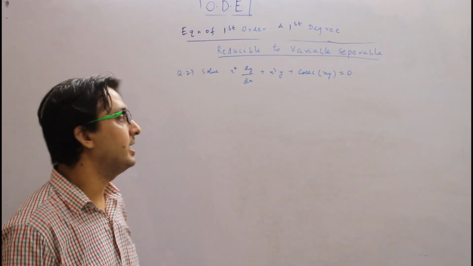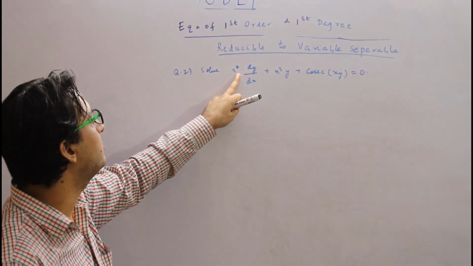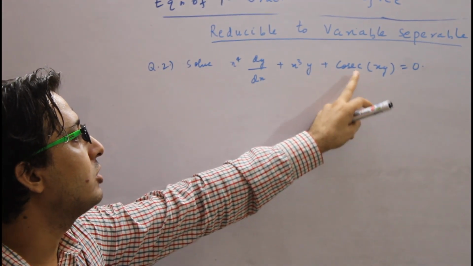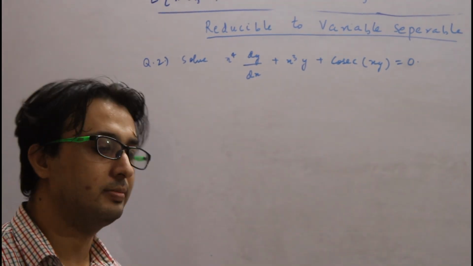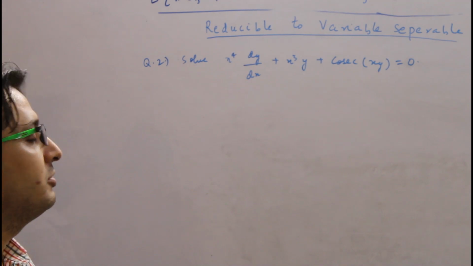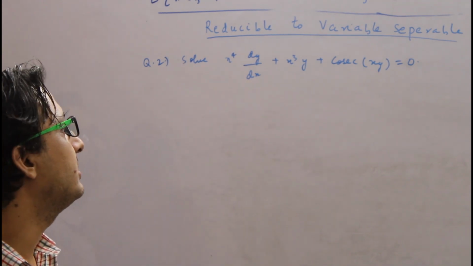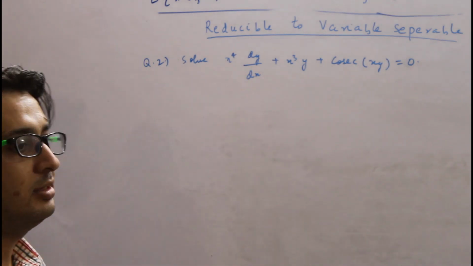The question reads: solve x to the power 4 dy by dx plus x cube y plus cosec of xy is equal to 0. First and foremost, before solving, it is apparent that this is a first order differential equation and a first degree as well.